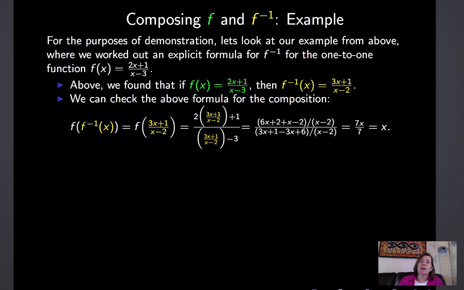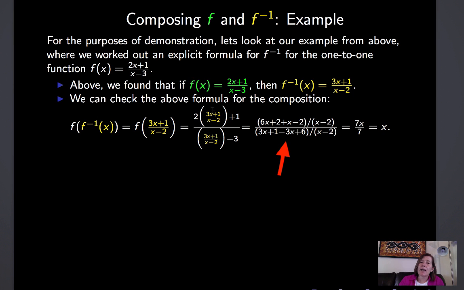Well, f applied to f inverse of x, we start from the inside out. We write down our formula for f inverse of x, and we apply f to it. This is the same as saying f of 3x plus 1 over x minus 2. How do I apply f to this formula? Well, I look at the formula for f, and everything that's inside the brackets here should replace x in this formula for f. F applied to this is 2 times that plus 1 over that minus 3.